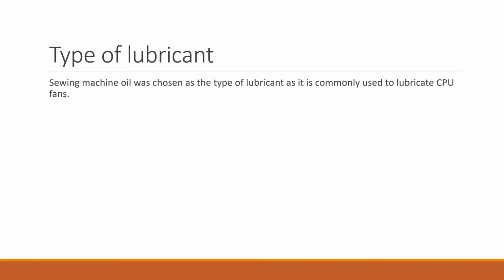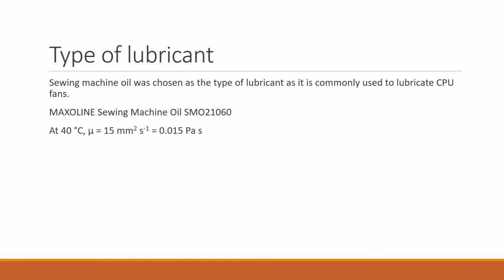So for the type of lubricant, I chose sewing machine oil, as it is commonly used to lubricate CPU fans. And this specific one, Maxilene sewing machine SMO 21060, at 40 degrees Celsius, has a viscosity of 15 millimeters squared per second, or 0.015 Pascal seconds, and that was found online.